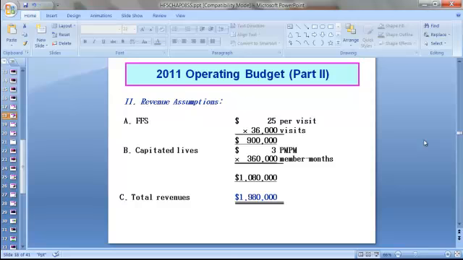Okay, now we'll continue on with the revenue assumptions. They're saying the fee for service is going to give them $25 per visit on average. Those are the 36,000 visits, $900,000 of fee for service revenue. Capitated lives, $3 per member per month times the number of lives months they had gives us a total of $1,080,000. Total revenue for fee for service and capitated lives is $1,980,000.